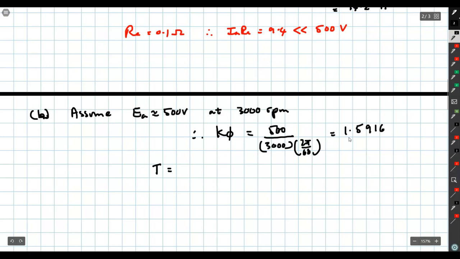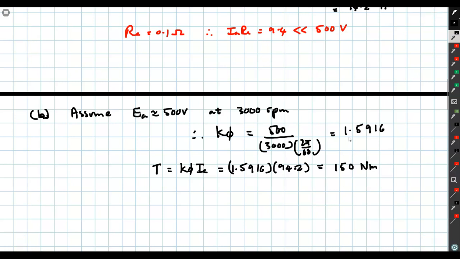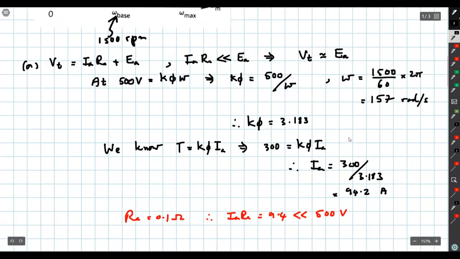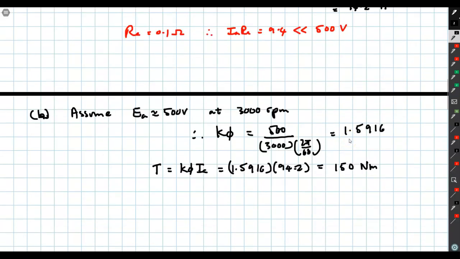Torque is therefore equal to K phi IA, which is equal to 1.5916 times 94.2. That is equal to 150 newton meter, which is basically half of the value at 1500 rpm. This is because the flux is weakened inversely proportional to the speed. As the speed doubles, the flux is reduced by half. Okay, so that completes example 4.8.